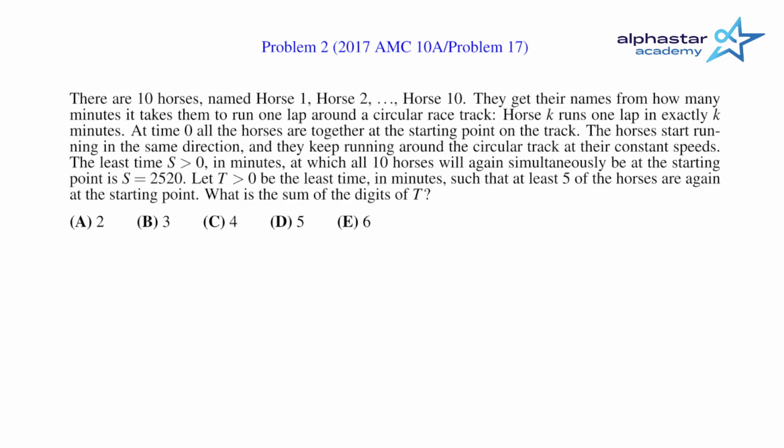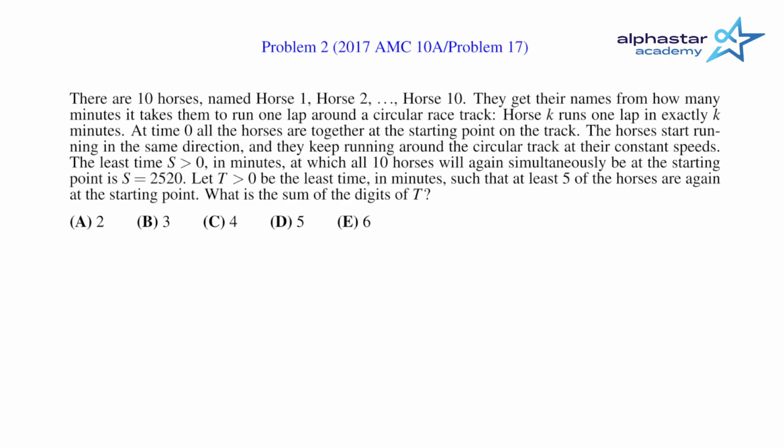At time 0, all the horses are together at the starting point on the track. The horses start running in the same direction and they keep running around the circular track at their constant speeds. The least time s greater than 0 in minutes at which all 10 horses will again simultaneously be at the starting point is s equals 2520.